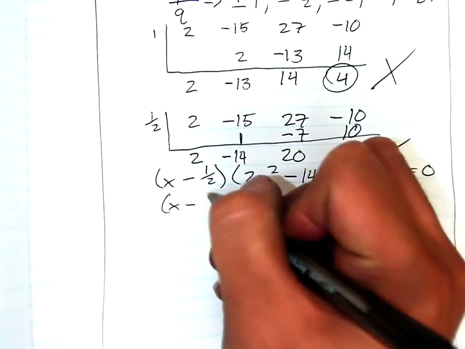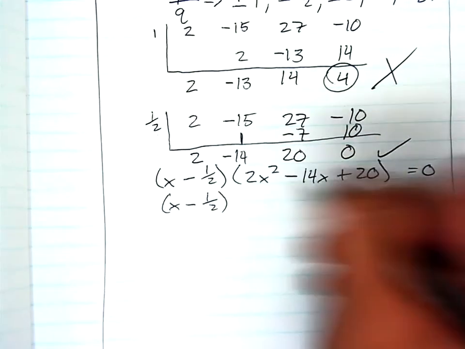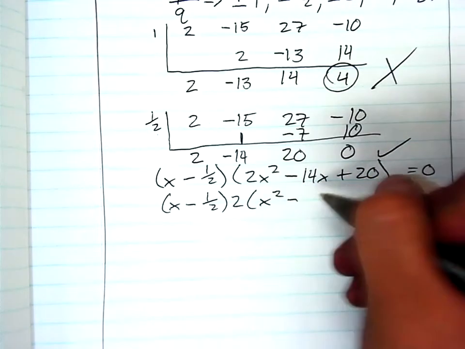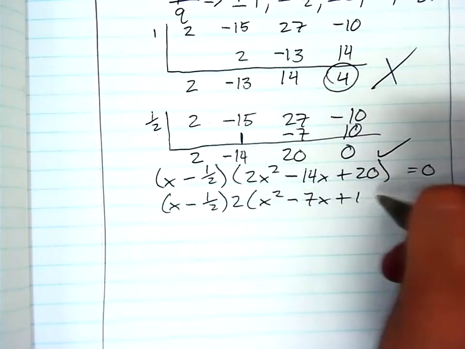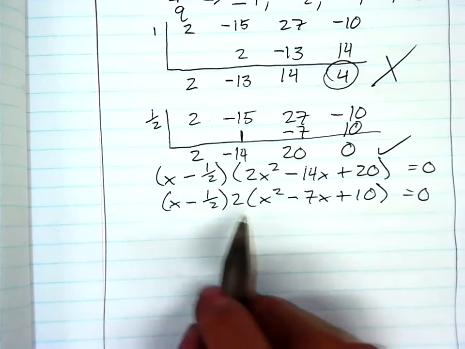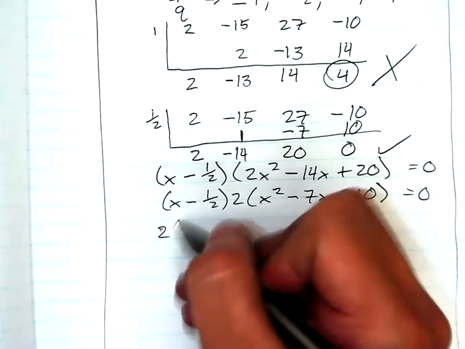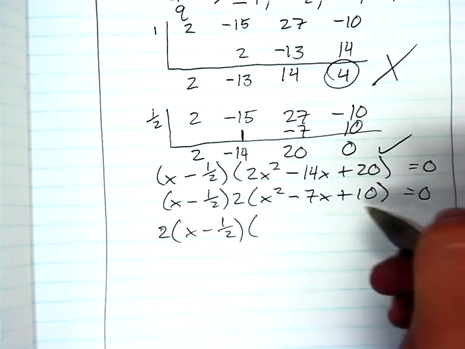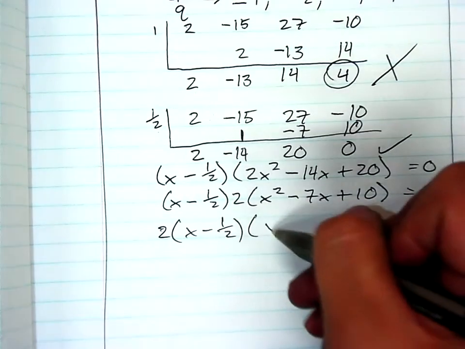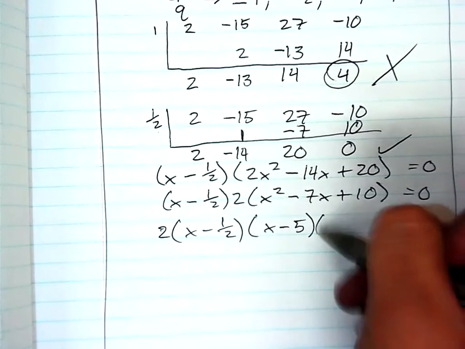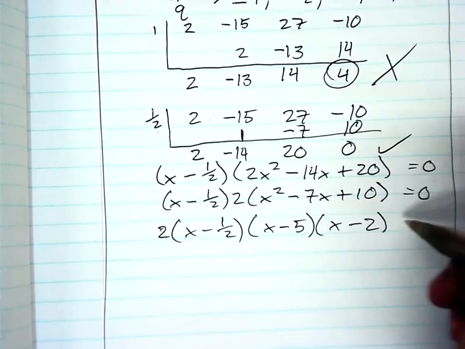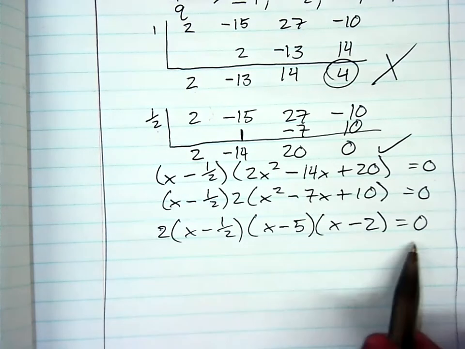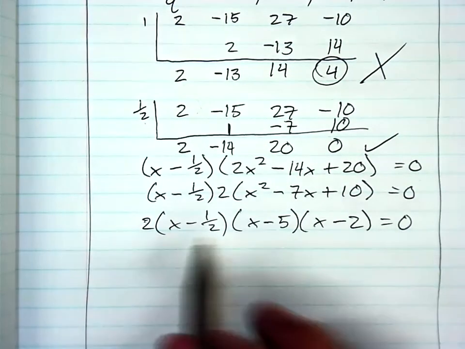All right, so I'm just going to go ahead and finish this one. X minus 1/2 is still there. Here I'm going to factor out the GCF of 2. Take out that minus 7x plus 10 equals 0. I'm going to go ahead and move the 2 to the front just because I don't like it there. 2 times x minus 1/2. And then here, this one will break down into x minus 5 and x minus 2 equals 0. Okay, this would be an acceptable answer.